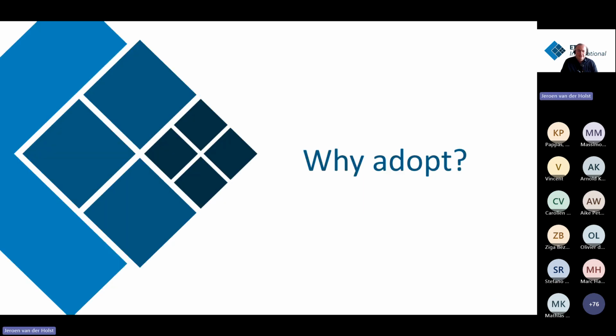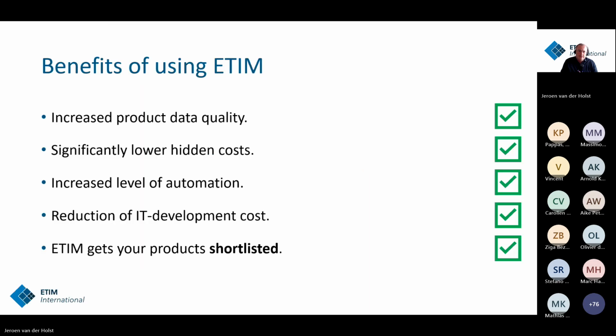So, now that you know it all, why should you adopt? Because everybody wants increased product data quality to lower hidden costs, increase your level of automation, make your work more efficient and easier, and reduce IT development costs because you can use standardized software. And if you're in it for the money, ETIM gets your products shortlisted. If you don't get shortlisted, you don't make the sale.